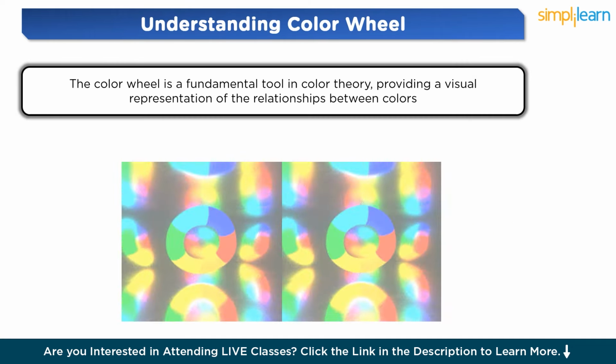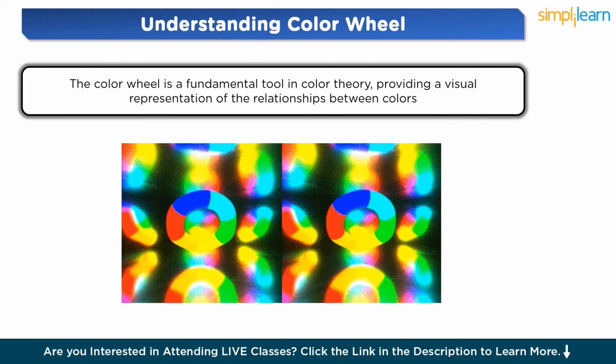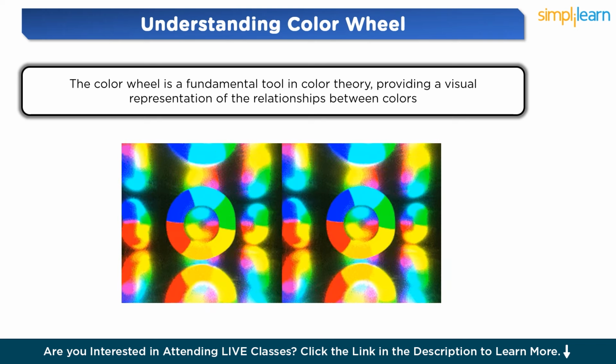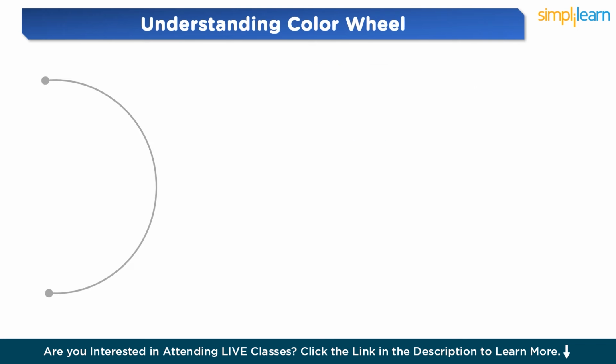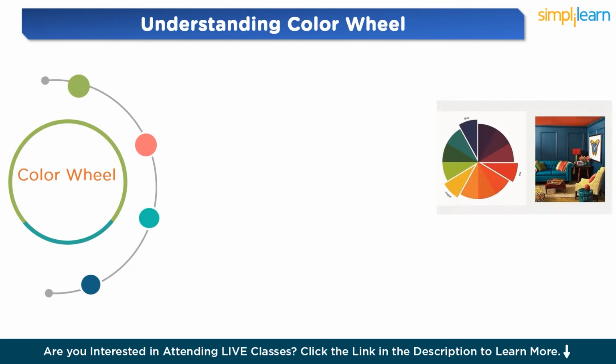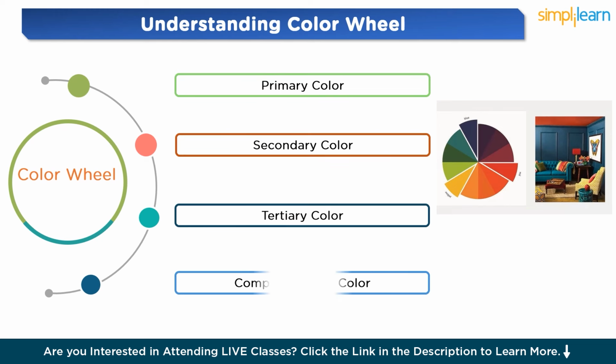Understanding the color wheel. The color wheel is a fundamental tool in color theory, providing a visual representation of the relationships between colors. It consists of 3 primary colors, red, blue, and yellow, which cannot be created by mixing other colors. Secondary colors, such as orange, green, and purple, are formed by mixing equal parts of 2 primary colors. Tertiary colors are further combinations of primary and secondary colors. The arrangement of colors on the wheel is circular, illustrating their relationships and helping designers create harmonious color schemes.